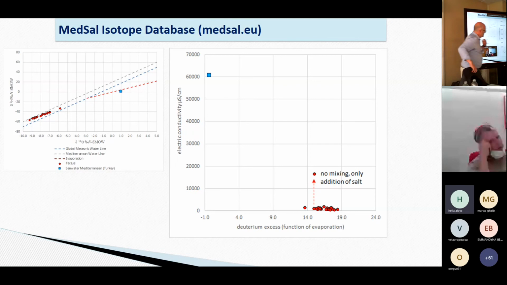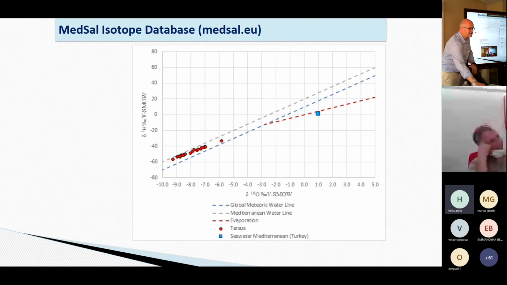Now, what we see is, this is the deuterium excess, it's between 14 and 19, and we see clearly that there is no evaporation in the groundwater. And the elevated salinity that we get does not come from evaporation. It is just added to the water without changing the deuterium excess. So this is now a clear indication that the salinization is not primarily due to evaporation.